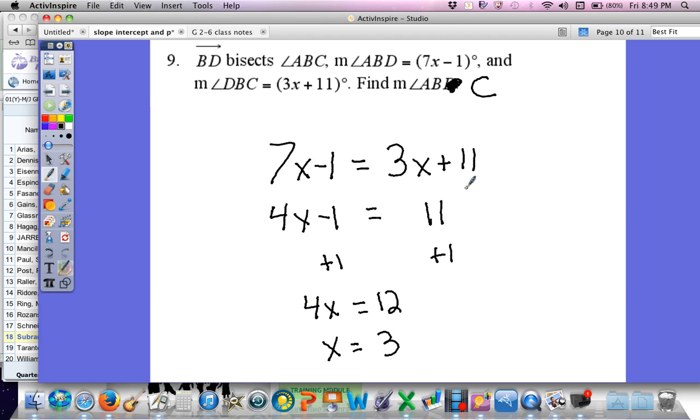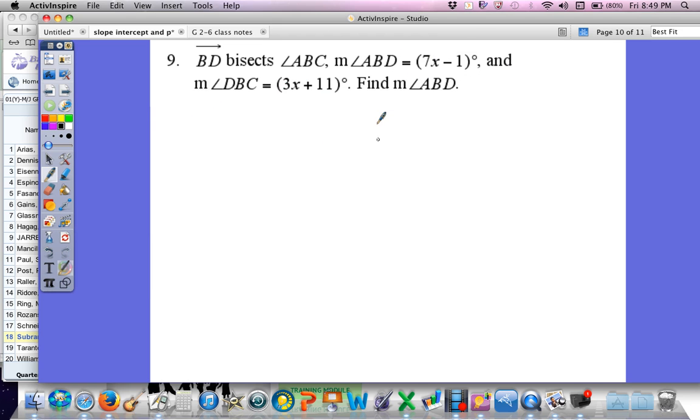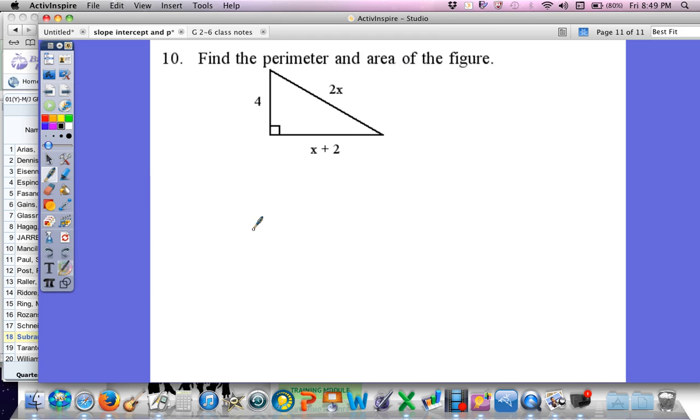Oh, I see, it wasn't a typo. They want to find the measure of ABD. So 7 times 3 is 21, minus 1 is 20. And let's check that. DBC should also be 20. 3 times 3 is 9, plus 11 is 20. So the measure of ABD is 20 degrees. See, at first I thought there was a typo, kept working through the problem, and got it correct.